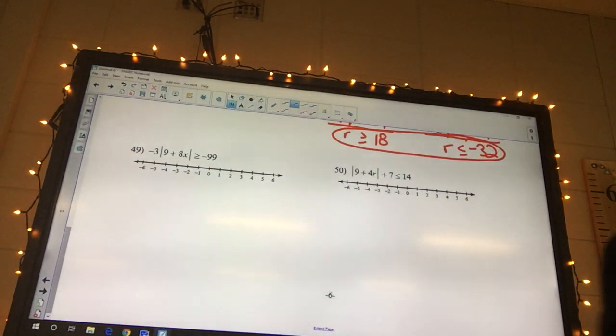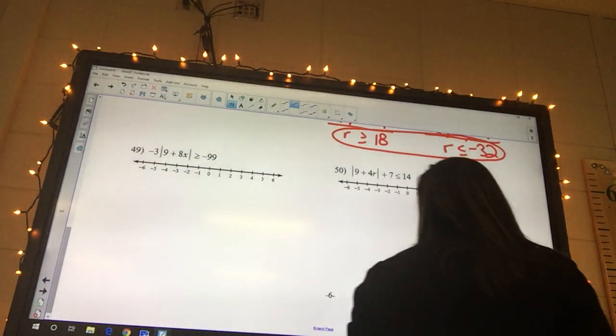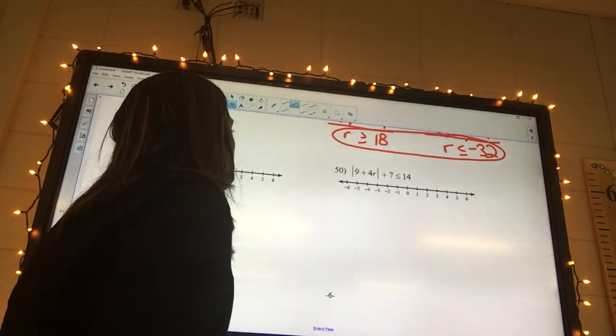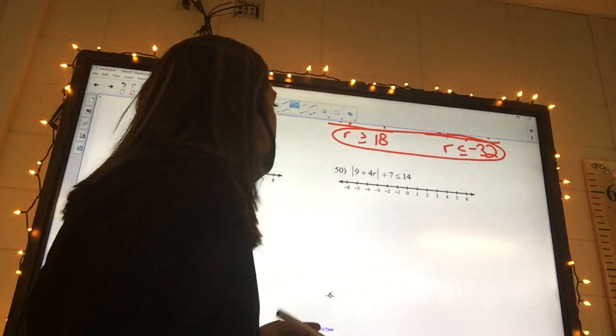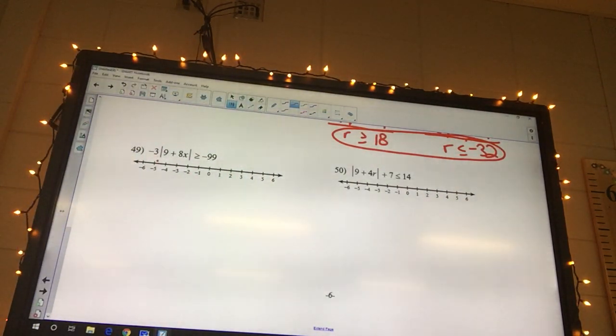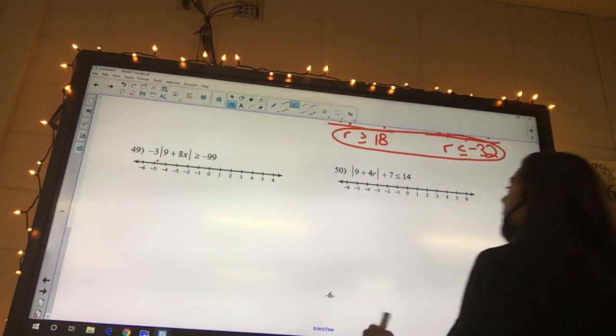Okay, last one. 49 or 50? 50. Okay, is the absolute value all by itself? No, because you got that 7. What about this one? No. What does it mean when that number's right next to the absolute value sign? It means multiply, so what do you need to do to get rid of it first? Divide. Okay, so just make sure that you know that.